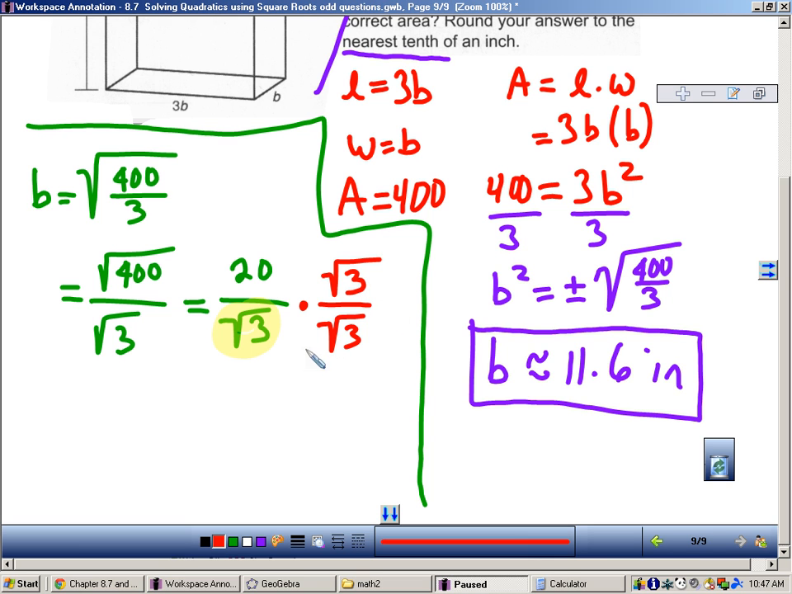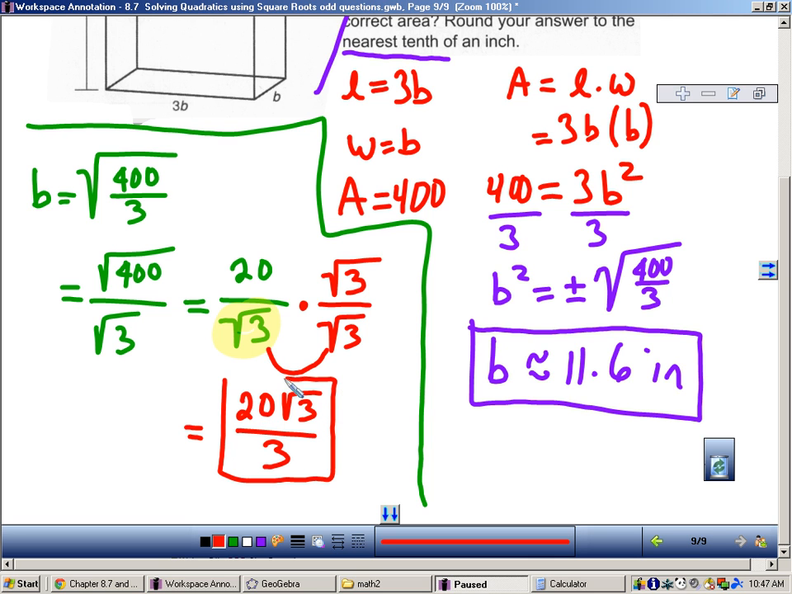There we go. And why that works is because radical 3 times radical 3 is radical 3 to the second power, which undoes the square root, and you're left with 3. And so simplifying this, remember, this just becomes 3. It becomes 20 radical 3 over 3. Does 3 go into 20 evenly? Nope. So this is the exact answer for B.